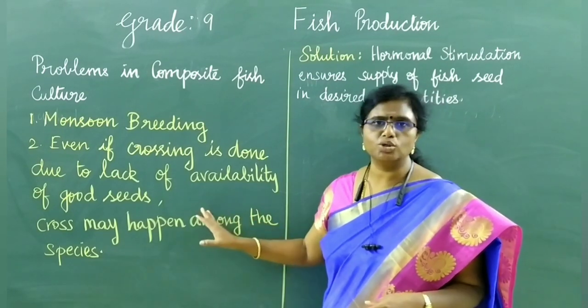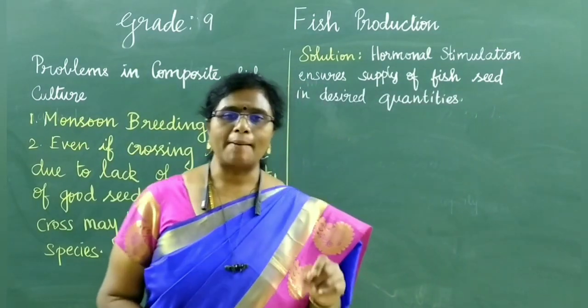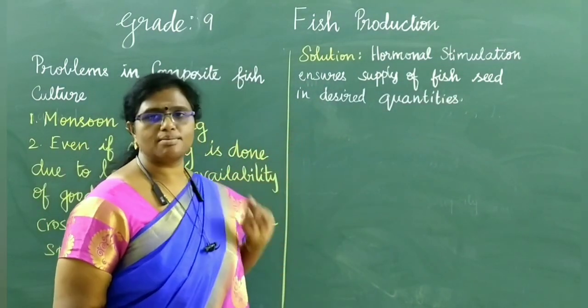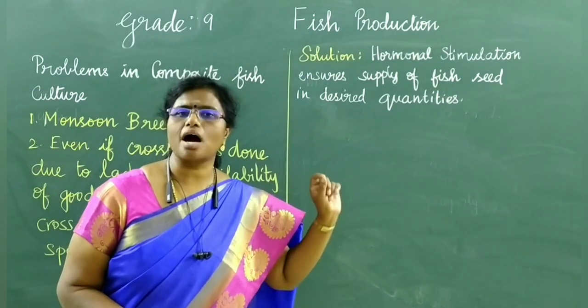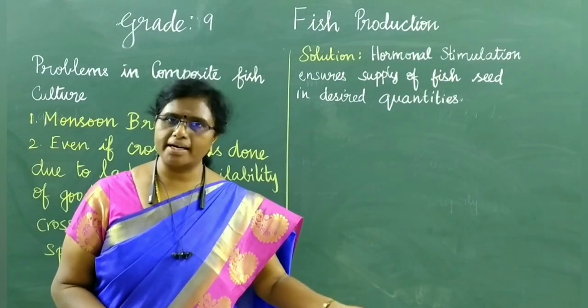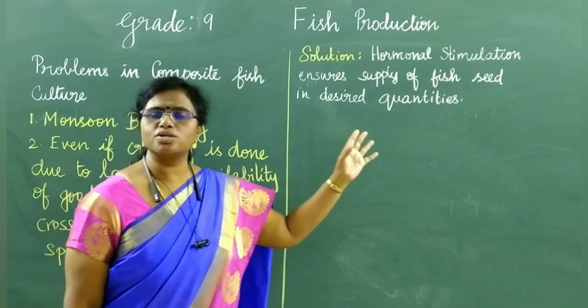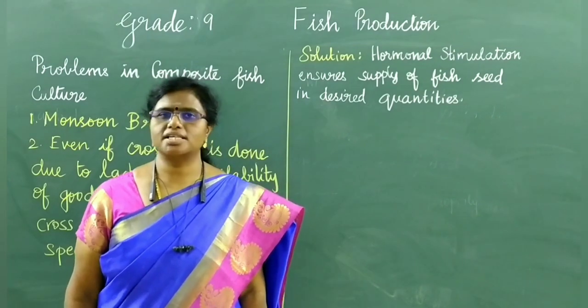So what is the solution for these problems? The scientists have found a method called hormonal stimulation. So using this hormonal stimulation, the desired quantity and quality of fish can be obtained. So that is the solution for the composite fish culture problem.